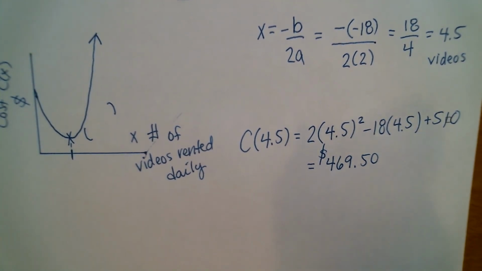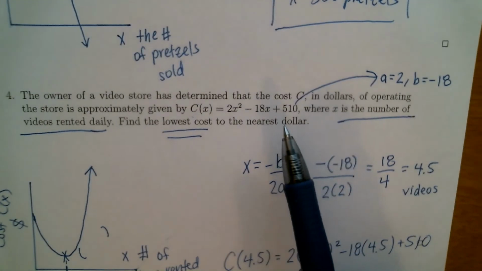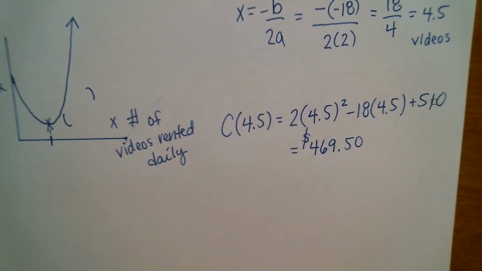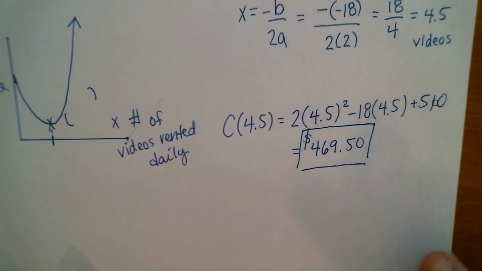So this is actually your answer to the problem. This is the minimum cost. It did say in the directions to round to the nearest dollar. So I would accept this, or if you went ahead and rounded it to $470, I would accept that as well. So that's your answer.